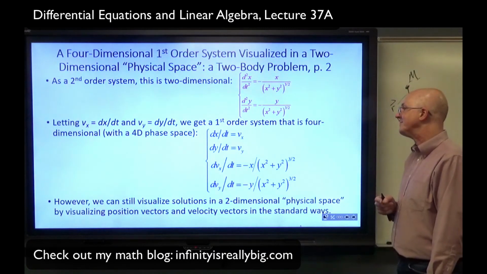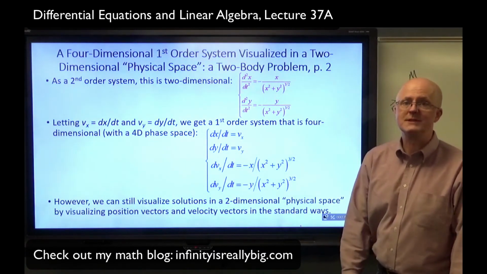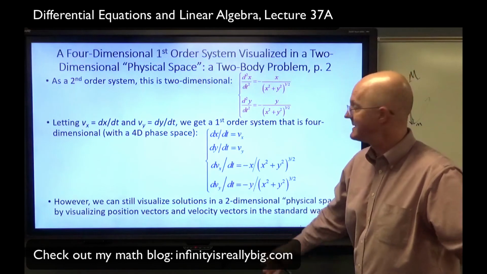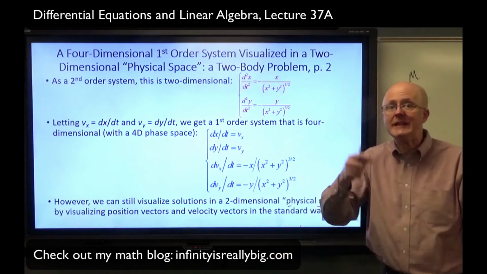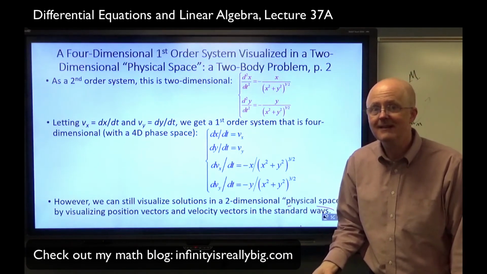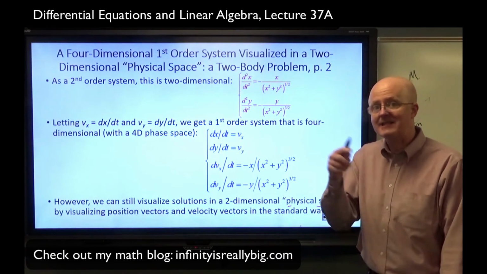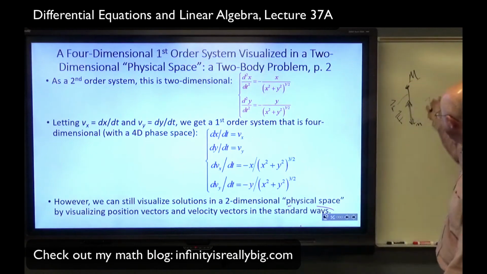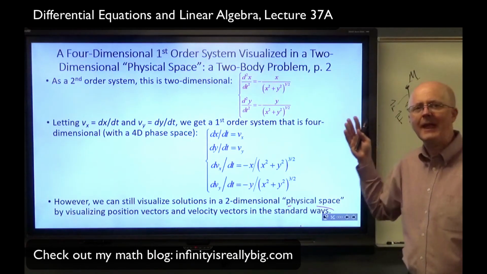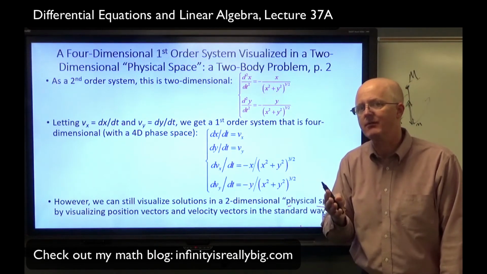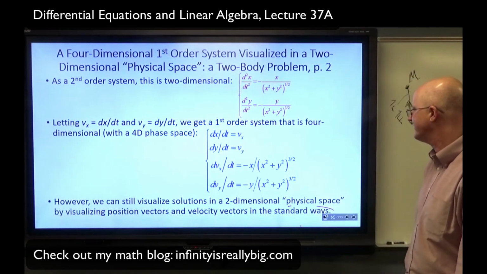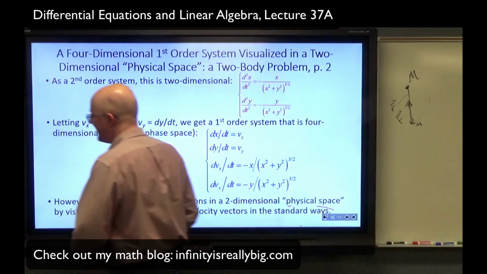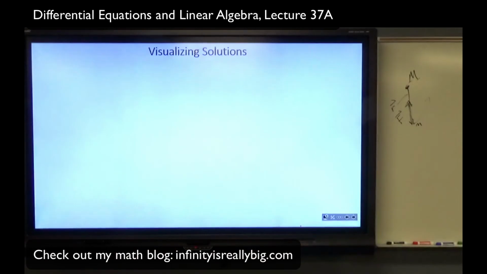However, we can still visualize solutions, even though you can't visualize 4 dimensions, in 2 dimensions, in a physical space, because we can actually look at the orbit of the mass, where you see x and y changing over time, like I'm hinting at with this picture here. And you can also see even the velocities changing over time if you draw the velocity vector in the picture, which is what I'm going to do. Visualize them in the standard ways. We'll look at Mathematica here in a minute.